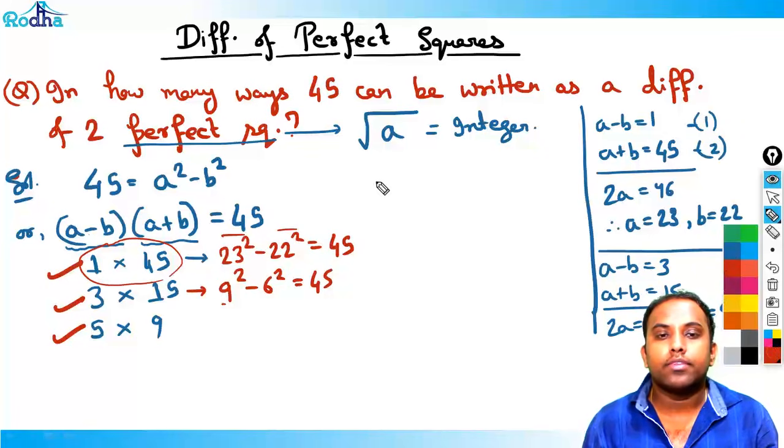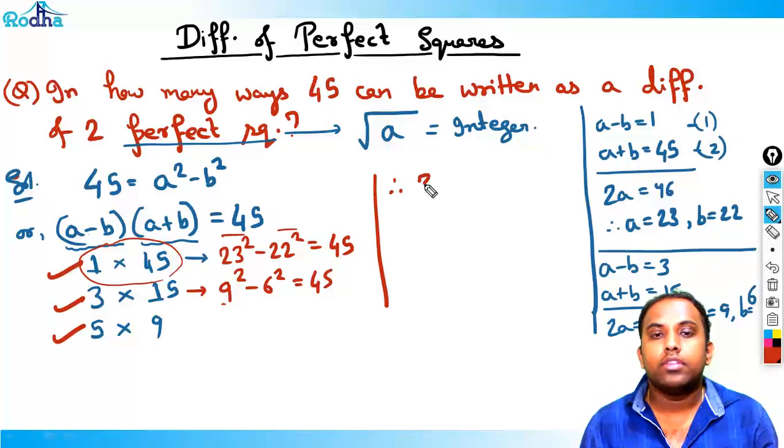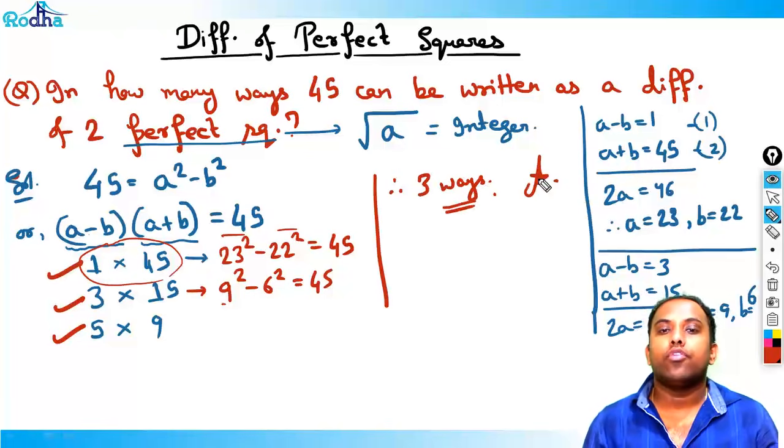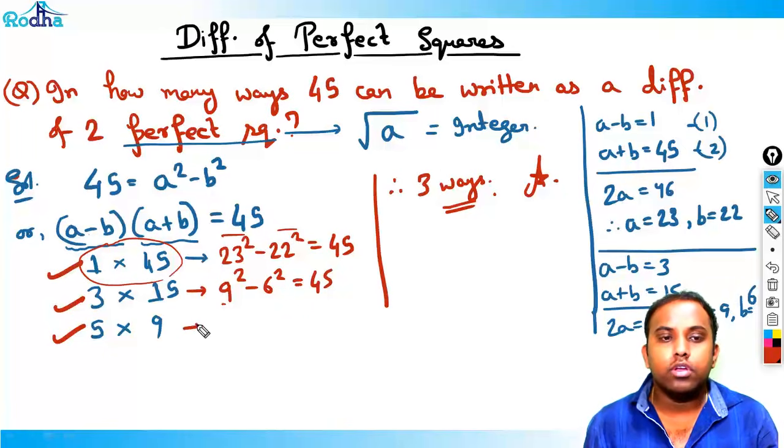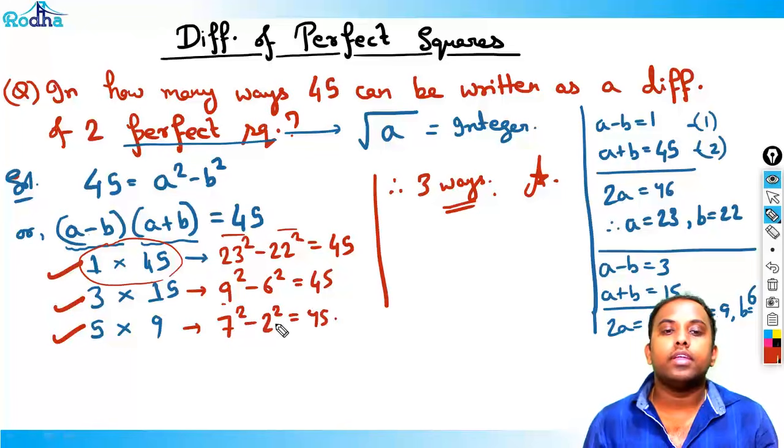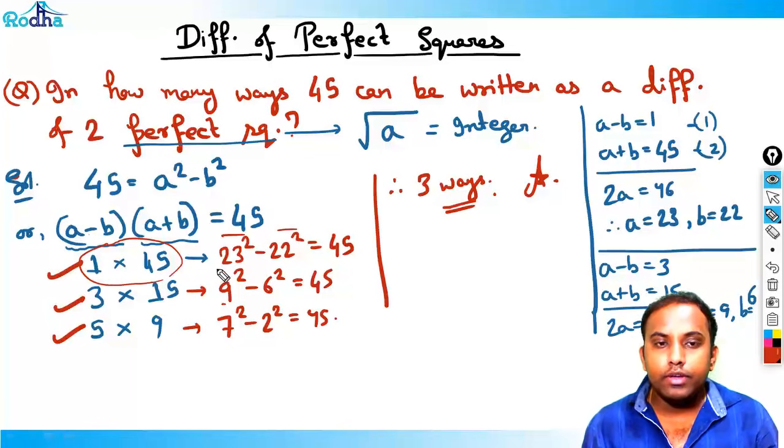Therefore 3 ways should be the answer. In how many ways can 45 be written as a difference of two perfect squares? 3 ways. You can get the last one also: a minus b equal to 5, a plus b equal to 9, so you will get a equal to 7, and 7 square minus 2 square will get you 45. There are 3 ways of writing 45 as a difference of two perfect squares.